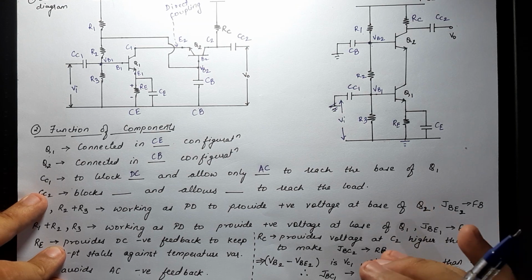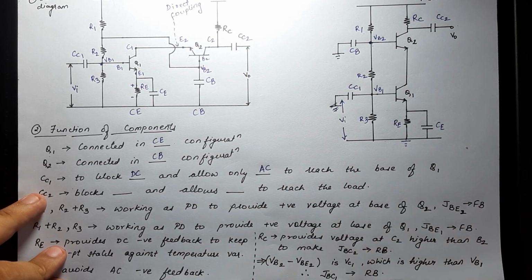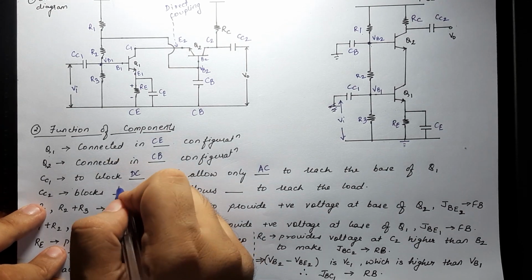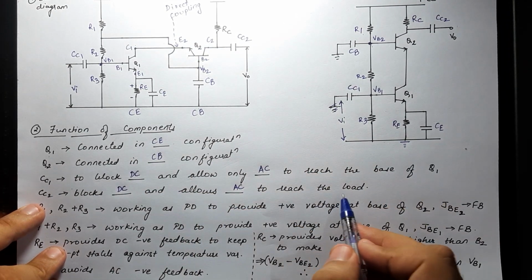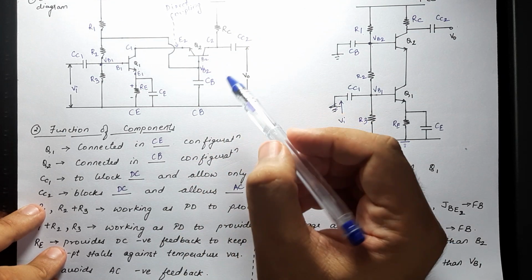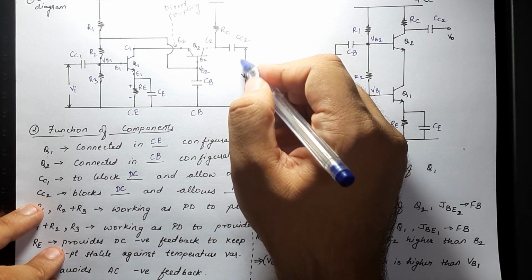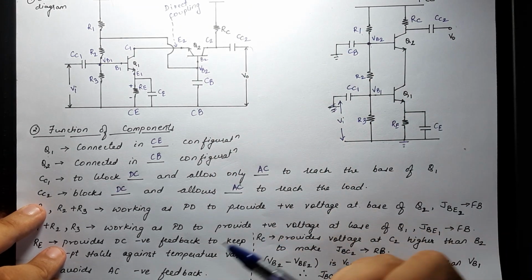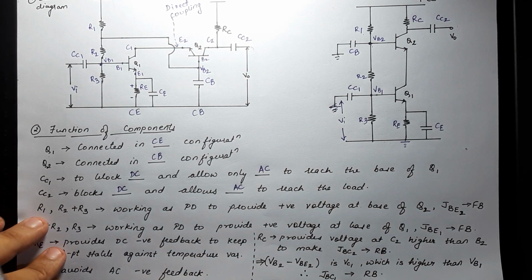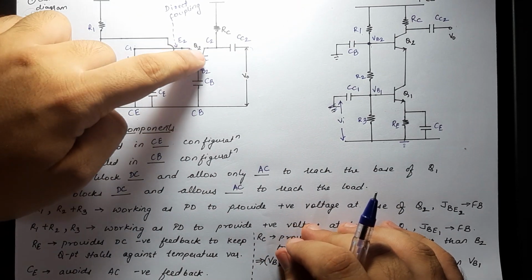You still remember how we used to remember how an AC signal passes through a capacitor. CC2 again blocks, what does it block? It blocks DC and allows AC to reach the load. Over here I haven't drawn any load. If there had been any load, it could have been connected across this terminal VO, across my CC2.